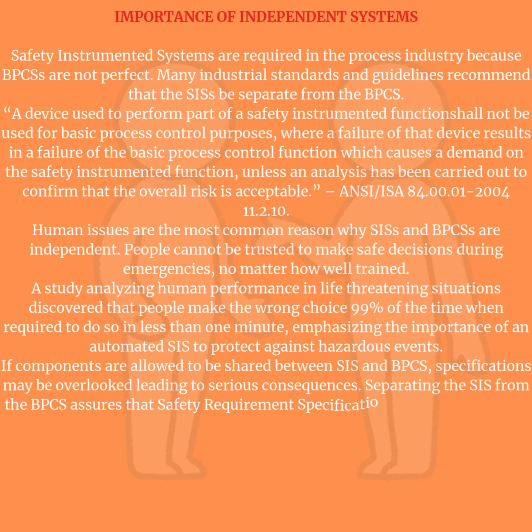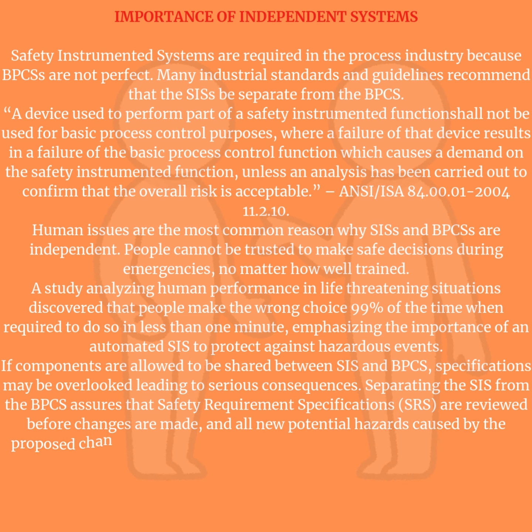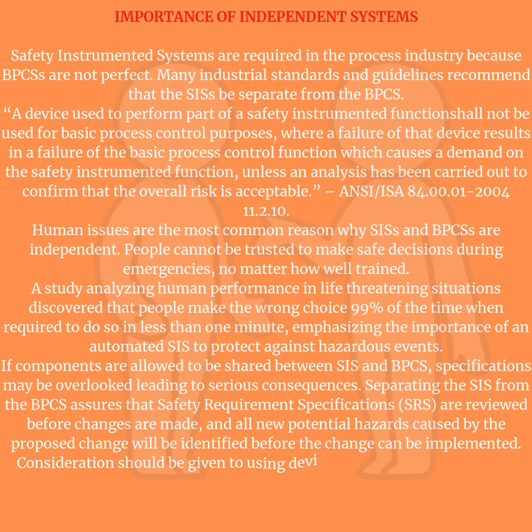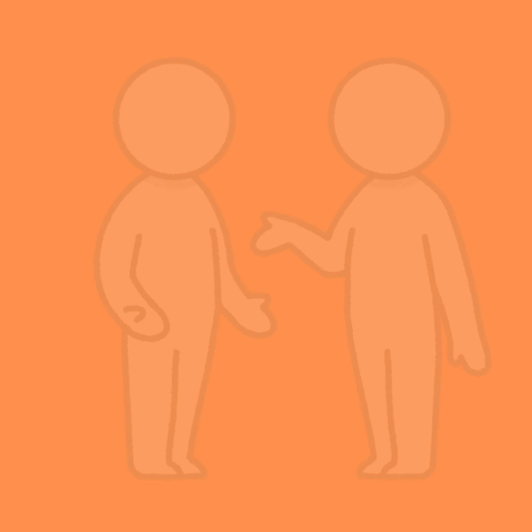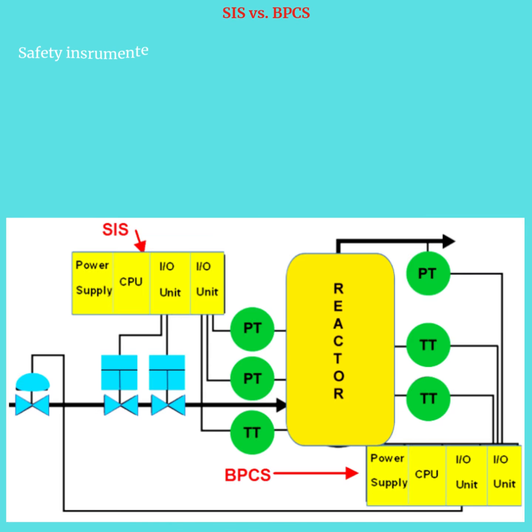Separating the SIS from the BPCS assures that safety requirement specifications, SRS, are reviewed before changes are made, and all new potential hazards caused by the proposed change will be identified before the change can be implemented. Consideration should be given to using devices that are differentiated by color, unique tags, or a numbering system to help differentiate from BPCS devices. Safety instrumented systems are passive and dormant, monitoring and maintaining the safety of the process.